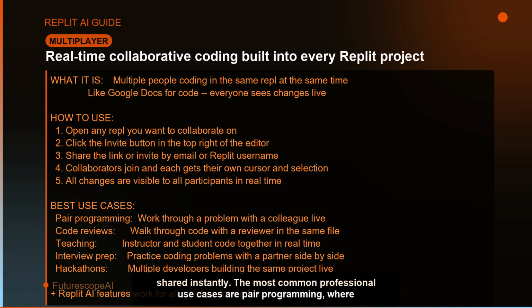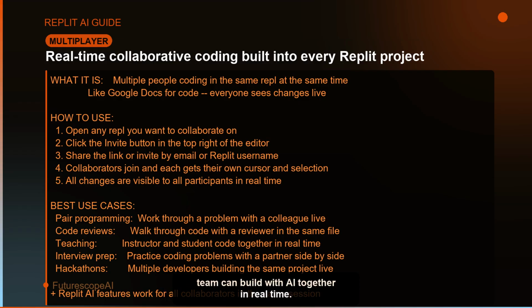The most common professional use cases are pair programming, where two developers work through a problem together in the same file, and code reviews, where a reviewer joins the session to walk through the code interactively rather than reviewing a static pull request. In education, multiplayer lets an instructor write code alongside a student, correcting errors and explaining concepts in real time. For hackathons, multiple developers can build the same project simultaneously without merge conflicts, since all changes are synchronized live. The critical addition: all of Replit's AI features, Ghostwriter, AI Chat, and Agent, are available to all collaborators in the same session. This means your team can build with AI together in real time.